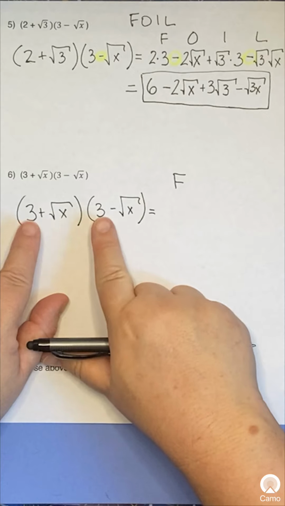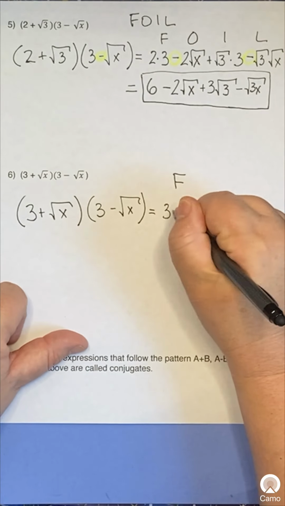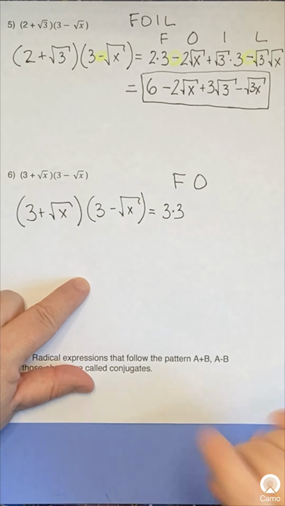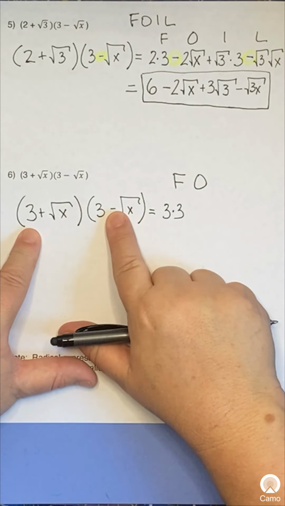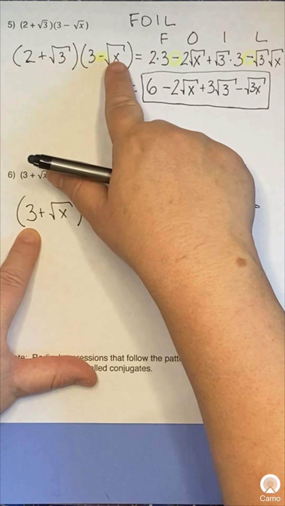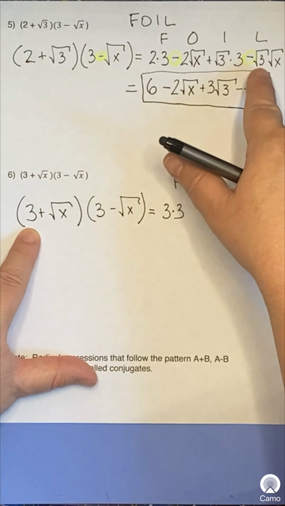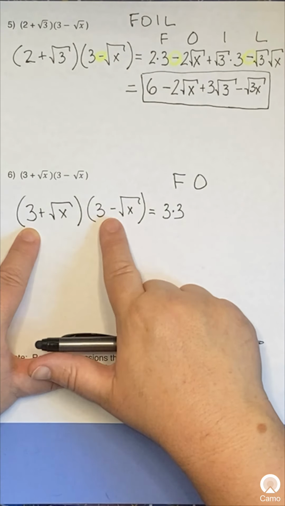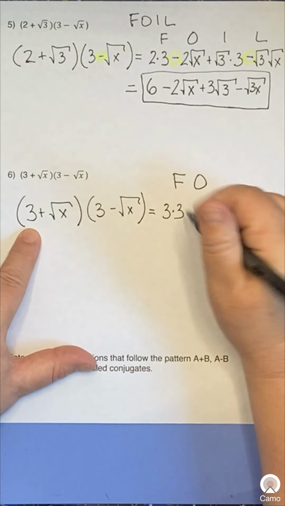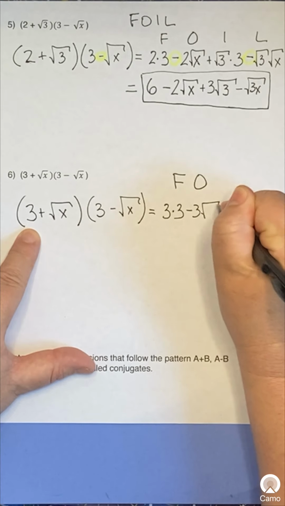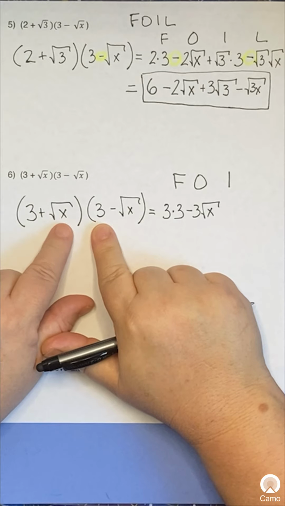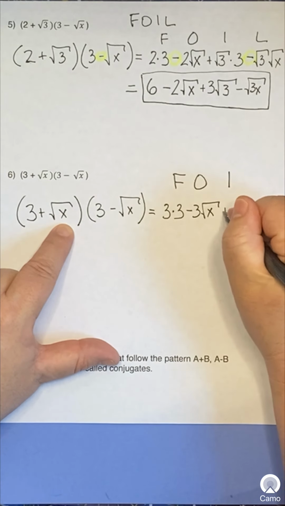Okay, first. First is going to be 3 times 3. Uh-oh, I'm going to run out of room. I've got to stop writing so big. Okay, outer. There's a 3, and there's the opposite of radical x. Just like up here, that minus just kind of went and infected everything. The minus here is going to go through. So here, 3 times the opposite of radical x is the opposite of 3 radical x. Inner, that's radical x times 3, and they're both positive.